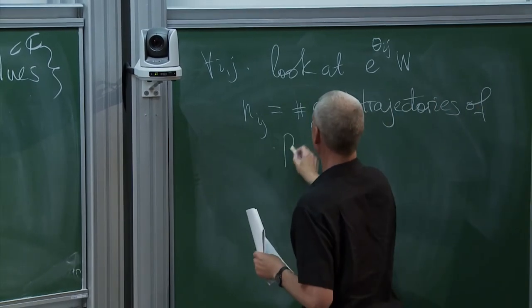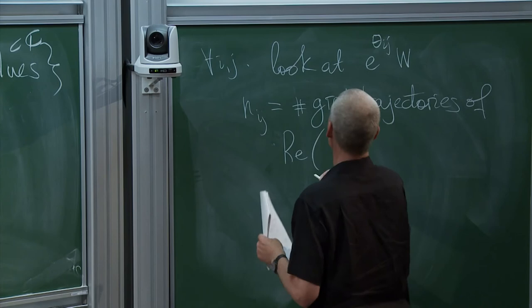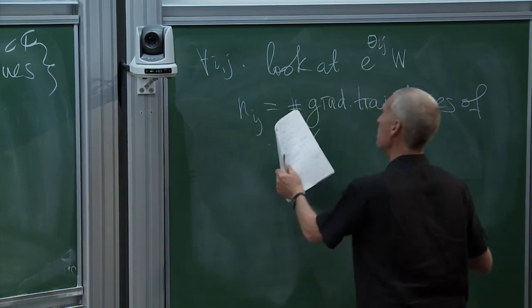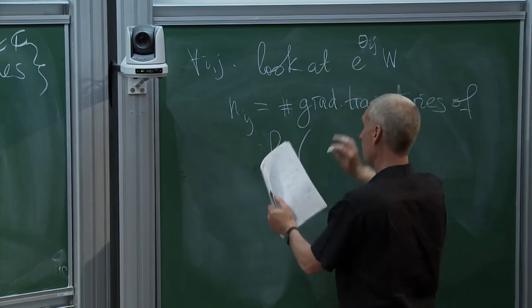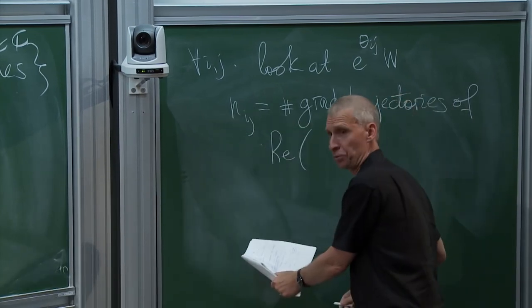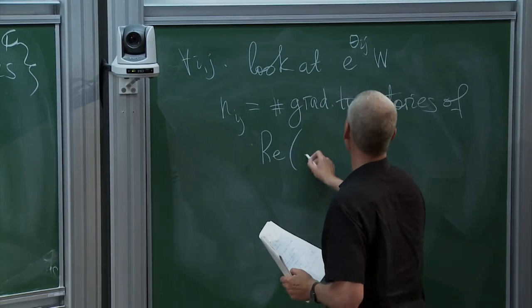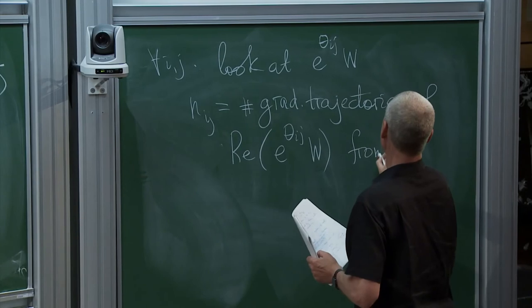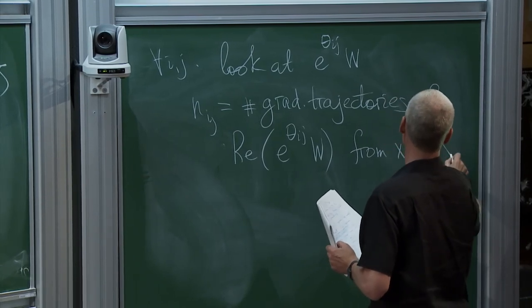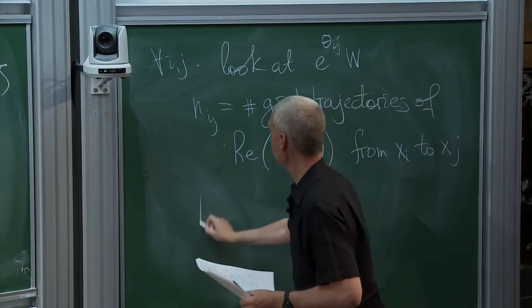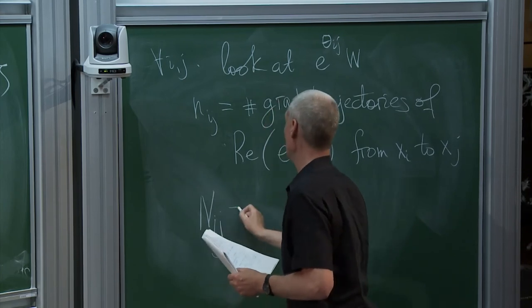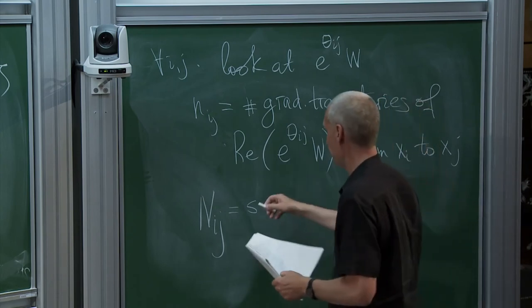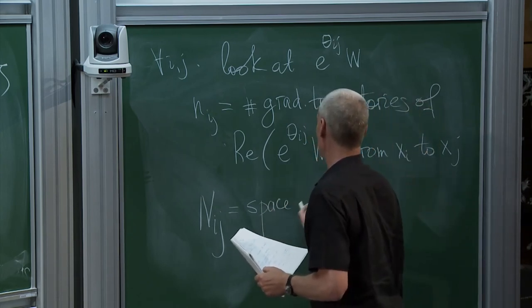Yes, appropriate number, yes. I just want, let's say, the number, and then make a vector space out of them. Okay, e to the theta ijw from critical point xi to critical point xj. And let big N_ij equal the space spanned by them with appropriate grading and Floer type differential.